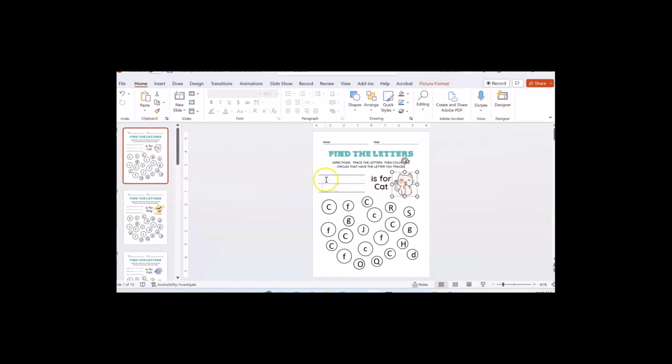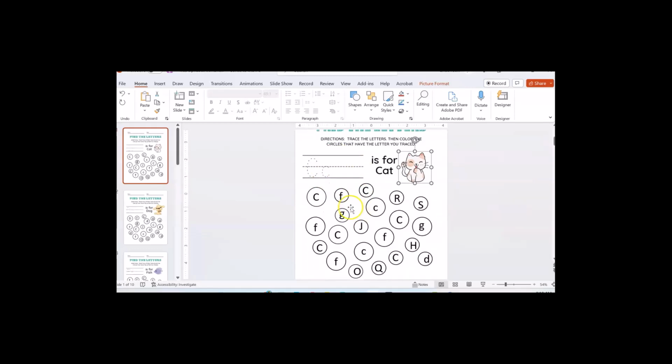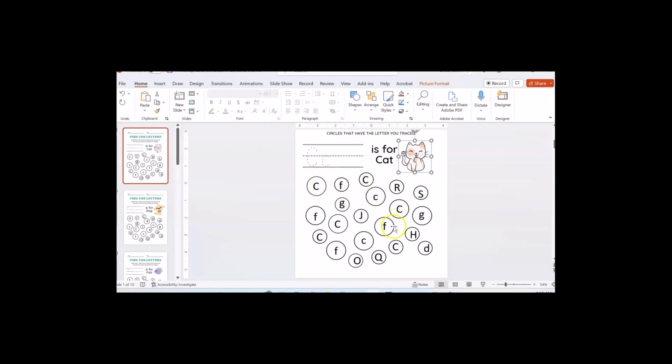C is for cat. So I don't know if you can see it up close, but they would trace the C, the uppercase C or the capital letter, lowercase c, and then there's room here, they could write it. And then they would go through and color in every C that they see. And the nice thing about these types of activities is you don't need an answer key. Parents can pretty much figure out if their kids did it right or not.